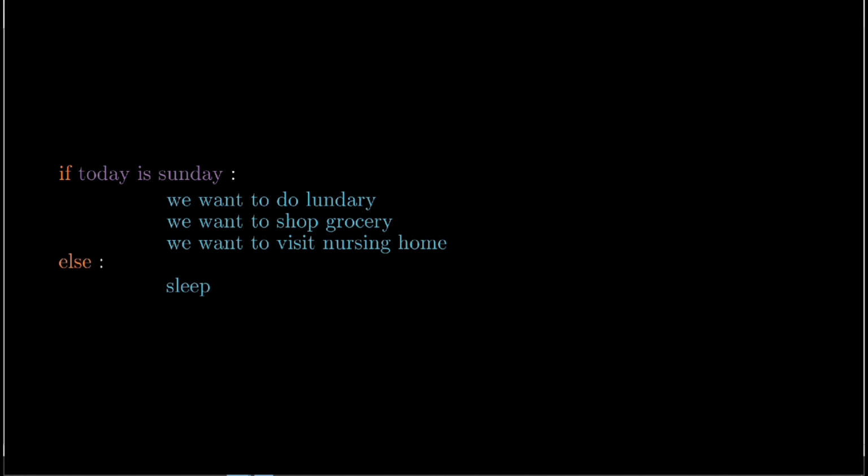So the statement in the if block will only get executed, as we've seen earlier, if today is Sunday. If today is not Sunday, the statement under the else block will be executed, and the statement says we sleep. So any day that is not Sunday, like Monday, Tuesday, Wednesday, Thursday, Friday, Saturday, we are going to sleep. And on Sunday, we are going to do all these three things, which is do the laundry, shop for grocery, and visit the nursing home. So if today is not Sunday, then we sleep. So that's the function of the else statement.